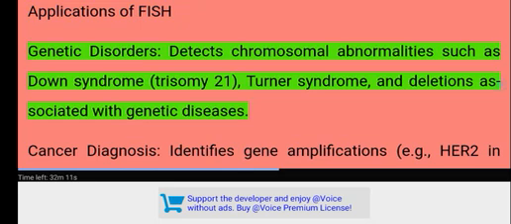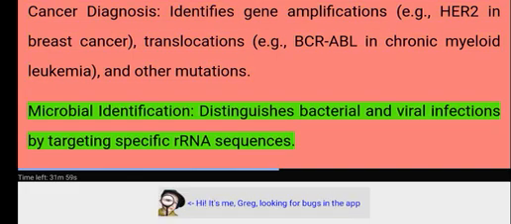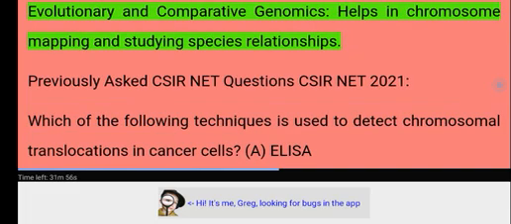Applications of FISH. Genetic disorders. Detects chromosomal abnormalities such as Down syndrome, trisomy 21, Turner syndrome, and deletions associated with genetic diseases. Cancer diagnosis. Identifies gene amplifications, e.g., HER2 in breast cancer, translocations, e.g., BCR-ABL in chronic myeloid leukemia, and other mutations. Microbial identification. Distinguishes bacterial and viral infections by targeting specific rRNA sequences. Evolutionary and comparative genomics. Helps in chromosome mapping and studying species relationships.